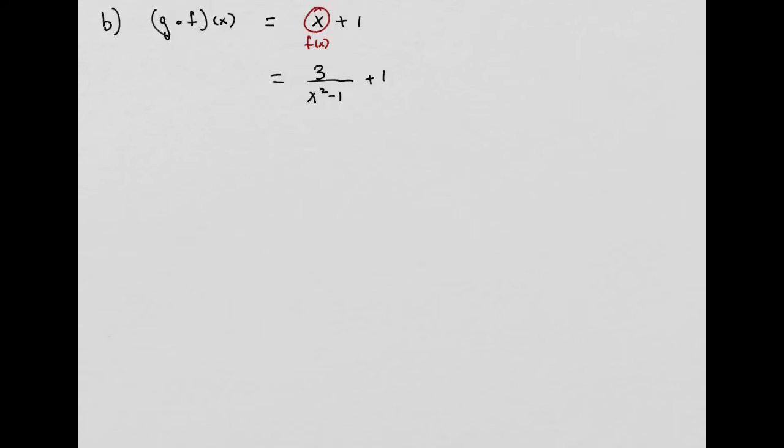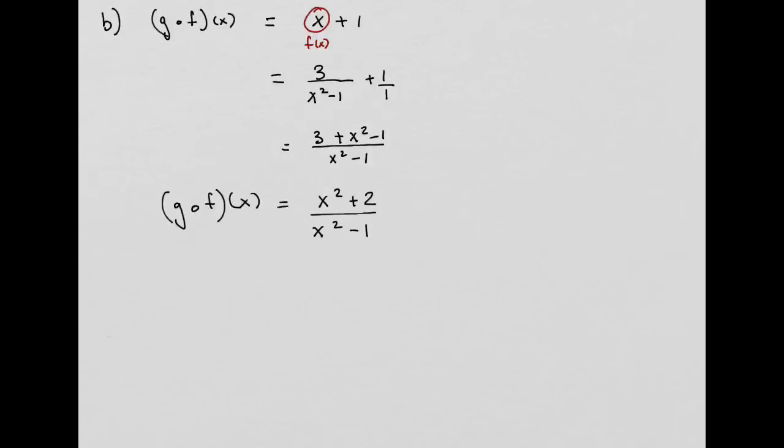Finding a common denominator for this, we have x squared minus 1, and this becomes 3 plus x squared minus 1, because this is like 1 over 1. And finally, g composite f of x could be simplified to x squared plus 2 over x squared minus 1.